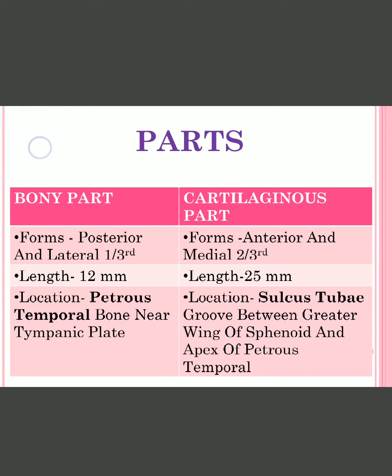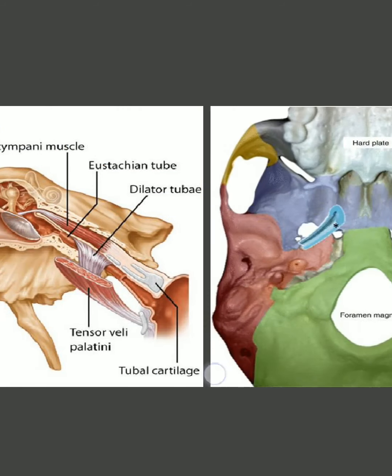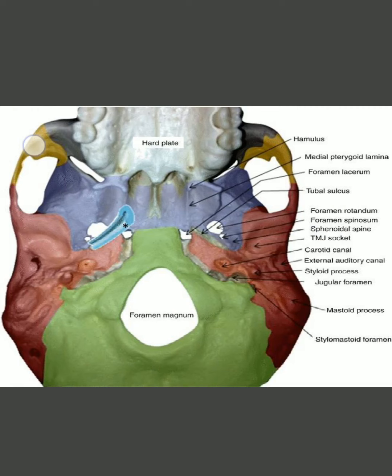It is located in sulcus tubi, which is a groove in between the greater wing of sphenoid and the apex of the petrous temporal bone. So in this figure, you can see this is the tubal sulcus or sulcus tubi, where the cartilaginous part is located and it is present in between the greater wing of the sphenoid and the petrous temporal bone. You can see here, this is the auditory tube, the cartilaginous part of the auditory tube.